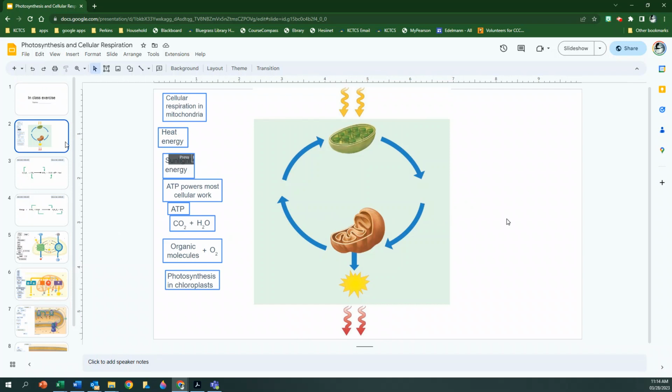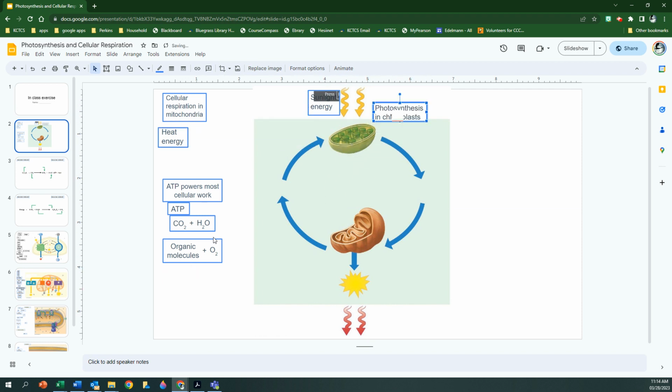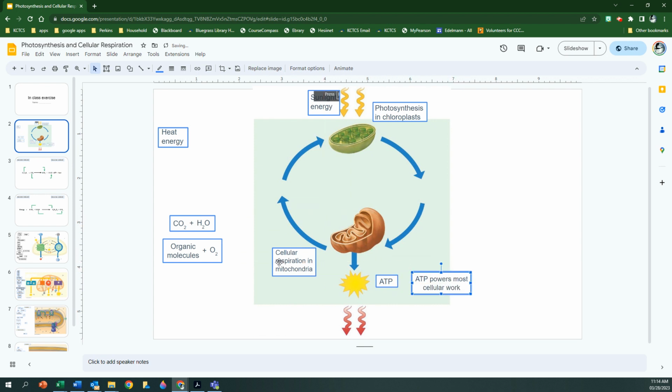You already know a lot of this, right? If you're trying to figure out what goes where, they figure out pretty quickly that this one's sunlight. And then they figure out that chloroplasts do photosynthesis, right? And cellular respiration happens in mitochondria. ATP, yeah, that's that little explosion thing that powers most of the work. And then heat energy gets lost.